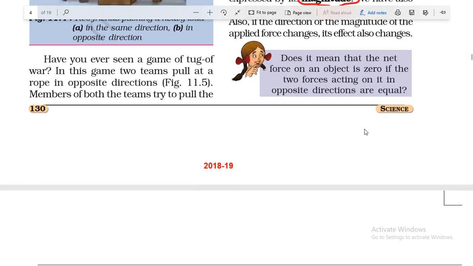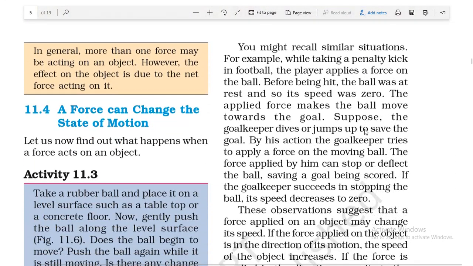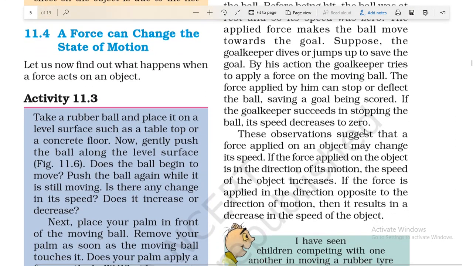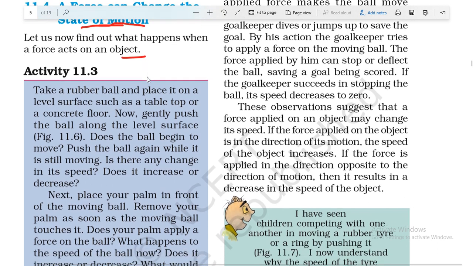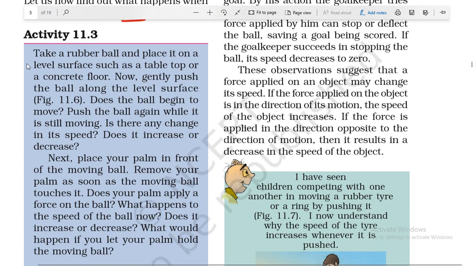Today we are going to study the topic: a force can change the state of motion. So this is the topic, and I am sure you have experience of this topic. A force can change the state of motion. Let us now find out what happens when a force acts on an object. So you can see activity 11.3.